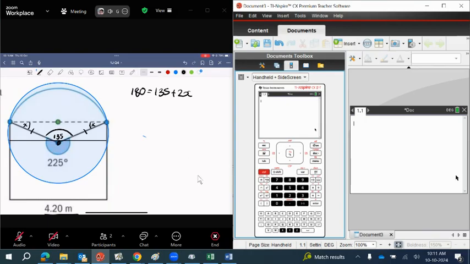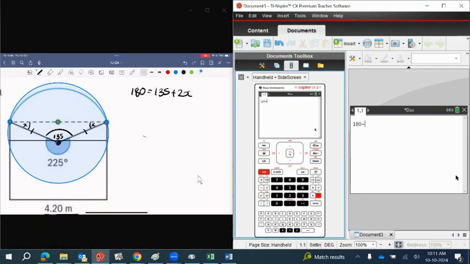So we just do that on the calculator. We get 180 minus 135 and then divide that by 2. Just going to make that into a decimal: 22.5. So x is 22.5 degrees. So now we can pull off a right angled triangle.